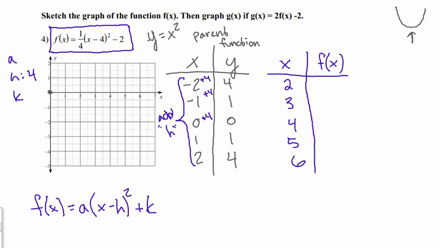For the y values, we have to multiply by a, then add k. Times a, add k. So we have to know what a is. A is 1/4, and k is -2. So I'll take 4 and multiply it by 1/4, and I get 1. So let me erase this. Come on, eraser. I believe in you. There we go.